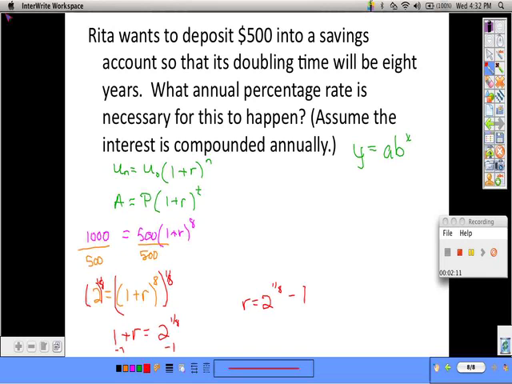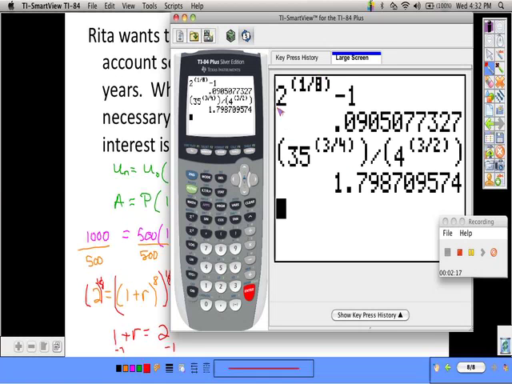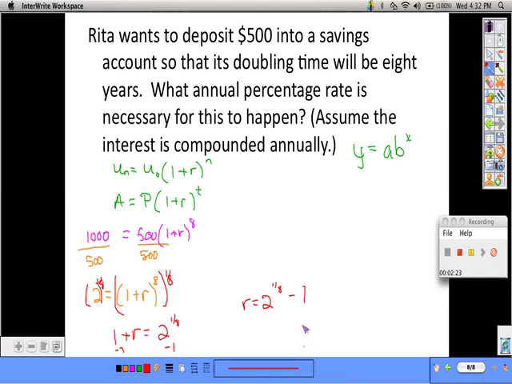So we go to the calculator, and you'll see the top calculation here, 2 to the 1/8 minus 1 is 0.0905. So 9.05% is the interest rate that we were making in this bank account.